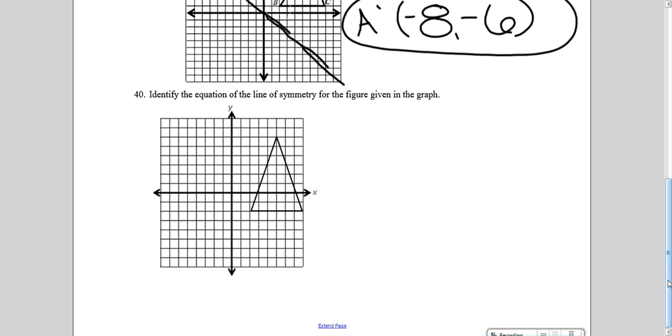All right, identify the equation of the line of symmetry. Let's see. Looks like your line of symmetry would be right here. So let's see, this is the vertical line, it's going to be x equals... and this is 1, 2, 3, 4. So it's x equals 5.